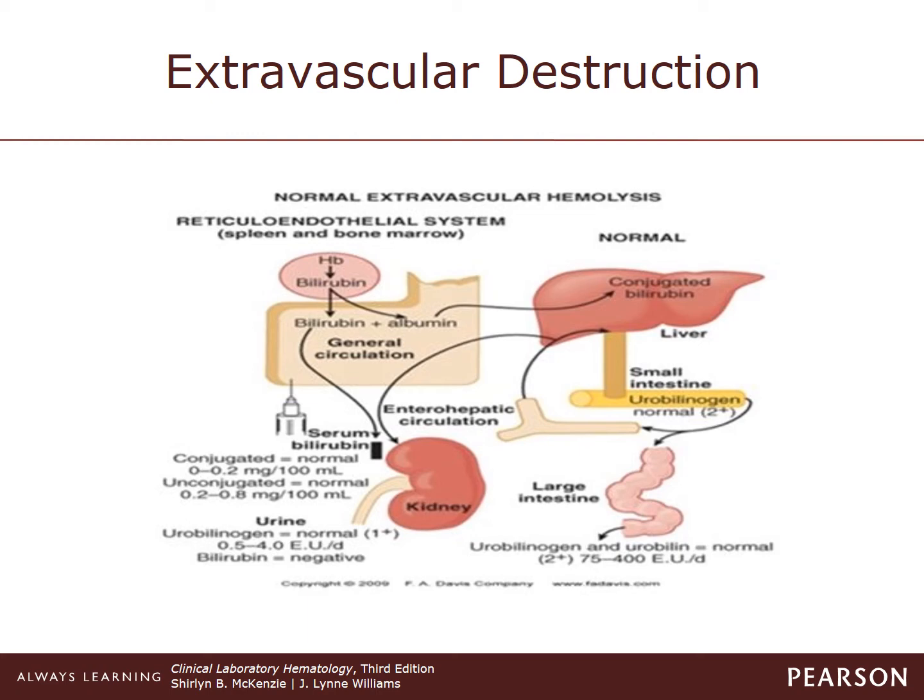Bilirubin is carried to the liver and conjugated, called direct bilirubin, and here it is excreted in the bile. It's carried to the intestinal tract, metabolized to urobilinogen, and is excreted in the feces, or reabsorbed and later excreted in the urine.